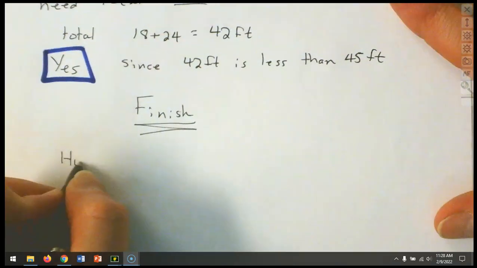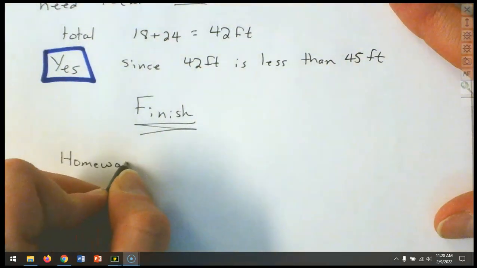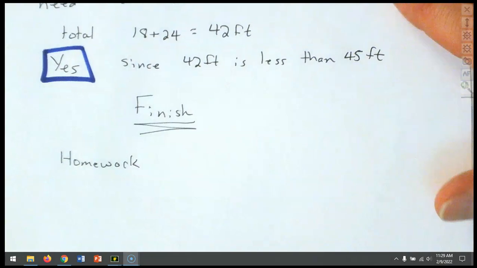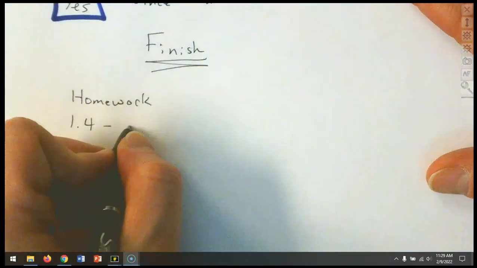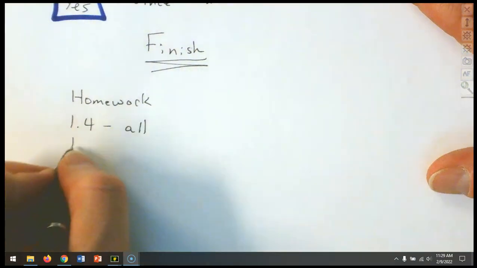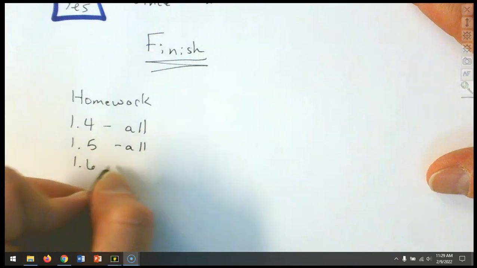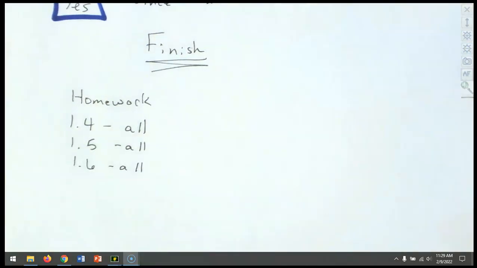What's our homework for next week? We covered quite a bit of material today. Our homework for next week is you should be able to do 1.4, should be able to do them all. 1.5, should be able to do them all. And 1.6, we should be able to do them all. Next week, what we're going to do is we're going to go over questions from our homework. We'll cover 1.7, and then we'll start reviewing for our first exam that's going to be the following week.